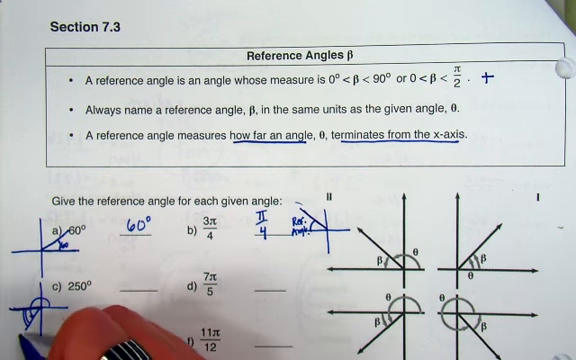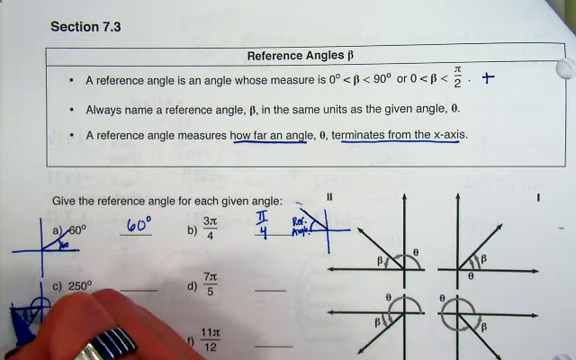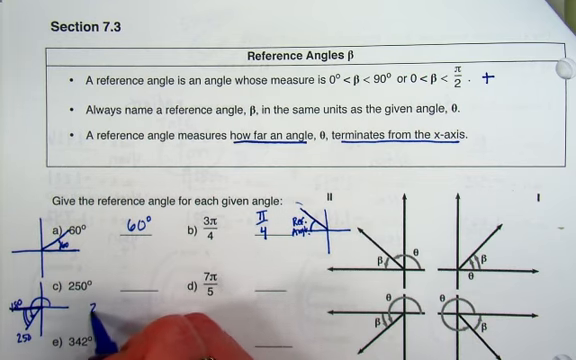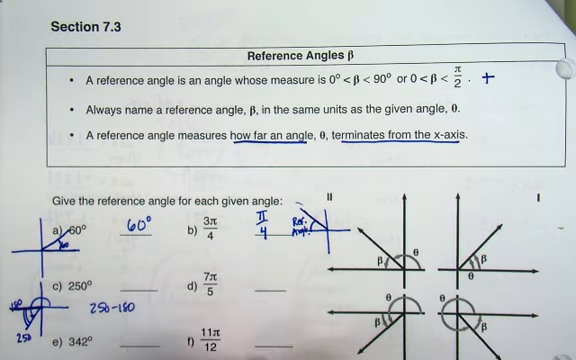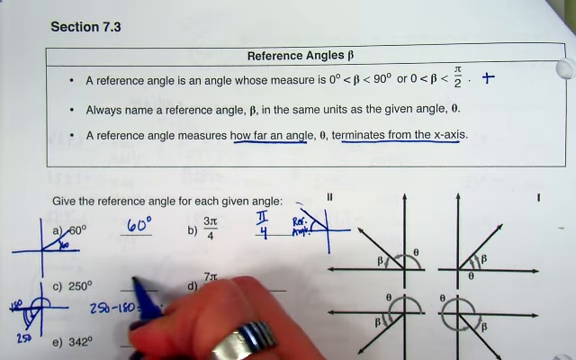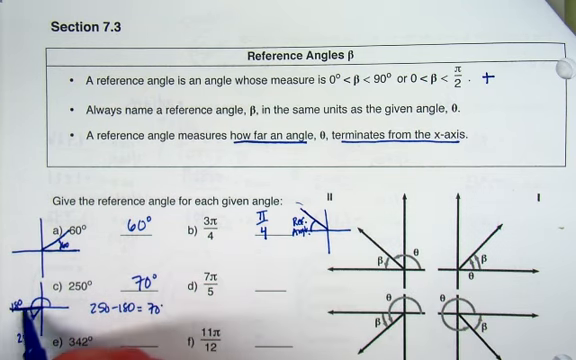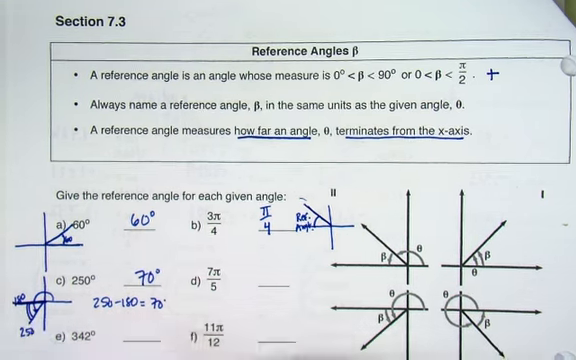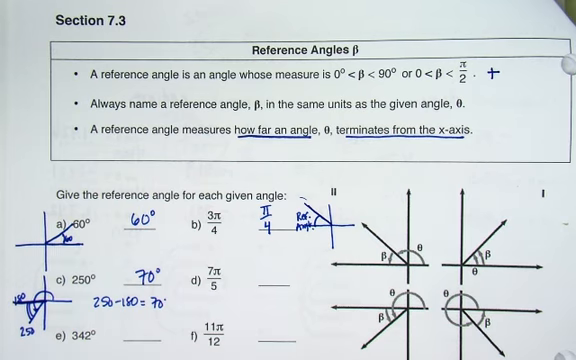So this is 250. This is 180. So I'm just going to do a simple subtraction problem. How far is 250 from 180? And my answer is 70 degrees. So the reference angle is 70 degrees. Again, it's how far away it is from the x-axis.